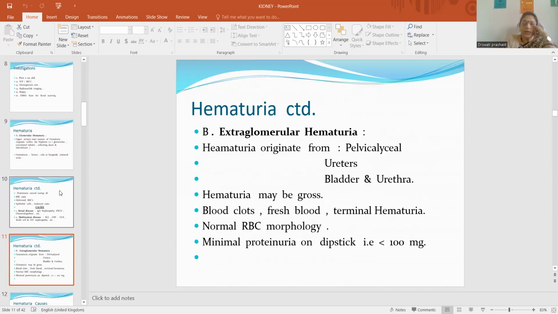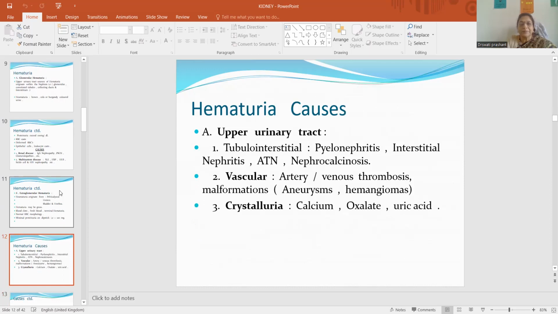Extraglomerular hematuria may originate from the pelvicalyceal system, ureters, bladder, and urethra. Hematuria may be gross, where blood clots or fresh blood are seen, or there may be terminal hematuria. Normal RBC morphology: in glomerular hematuria, it is crenated RBCs. Here, the RBC morphology is maintained and it is fresh blood which is coming out. There is minimal proteinuria in extraglomerular hematuria; on dipstick, it will be less than 100 milligram per deciliter.